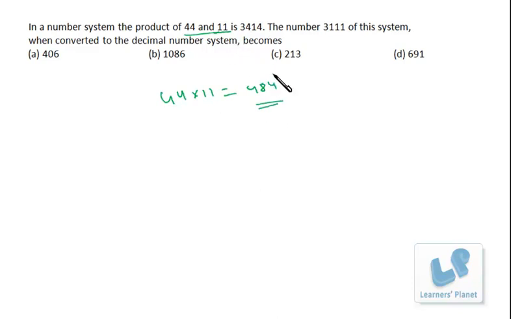That means the number 484 has been written as 3414, and in which system it has been written, that we have to find out, right? In the similar system, we have to write number 3111. Now you can see there is no huge difference between these two numbers. So our answer should be a bit less than 484, because this number is smaller than 3414. So our answer should be a bit less than 484.